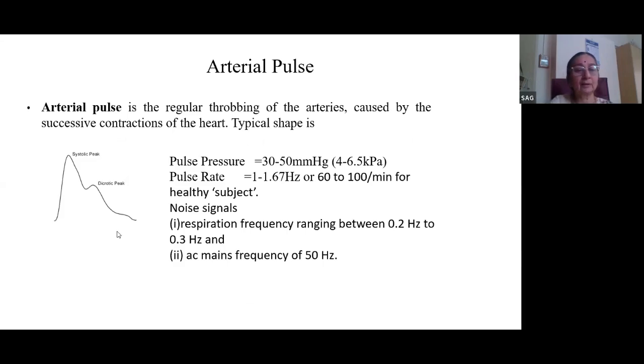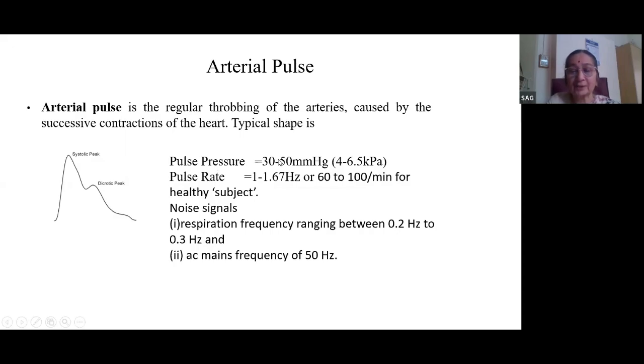Arterial pulse looks like this. It has a systolic peak and diastolic peak. And this is felt as a regular throbbing of the arteries. And this is caused by the successive contractions of the heart.